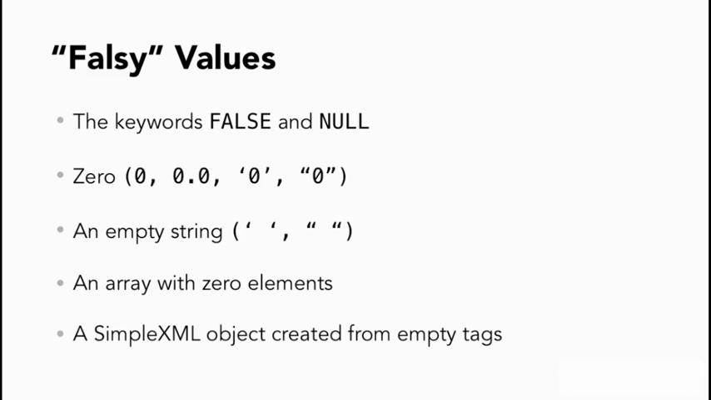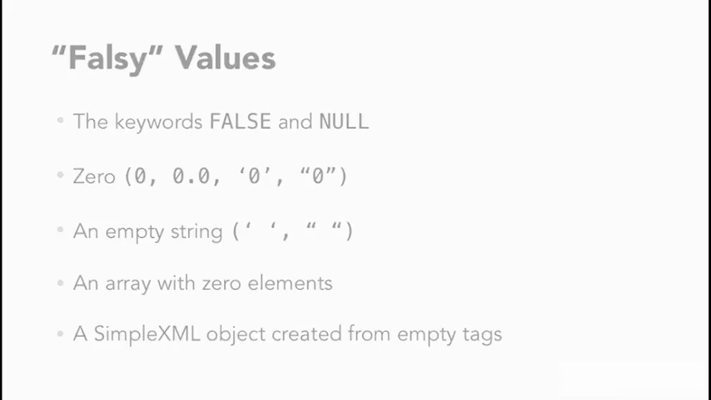PHP also regards a simple XML object created from empty tags as being false. Simple XML objects are an advanced topic we won't be covering in this course. So for our purposes, PHP regards as false the case-insensitive keywords false and null, 0 as a number or as a string, an empty string, and an array with no elements. So what else? That's it. Everything else is regarded as being true.